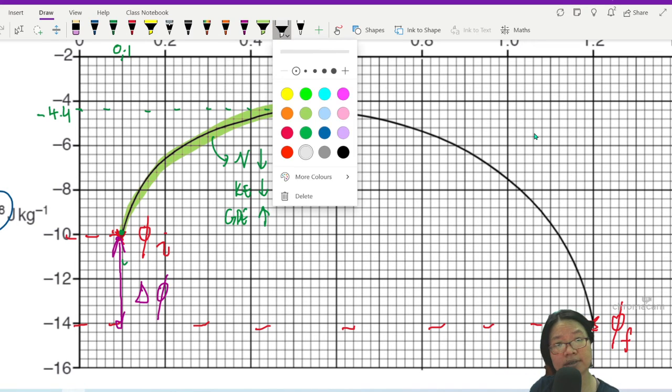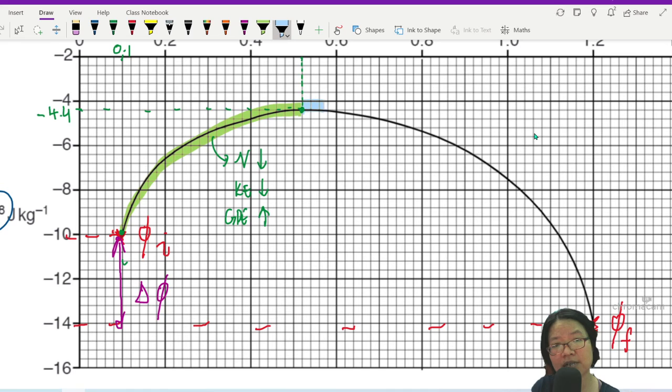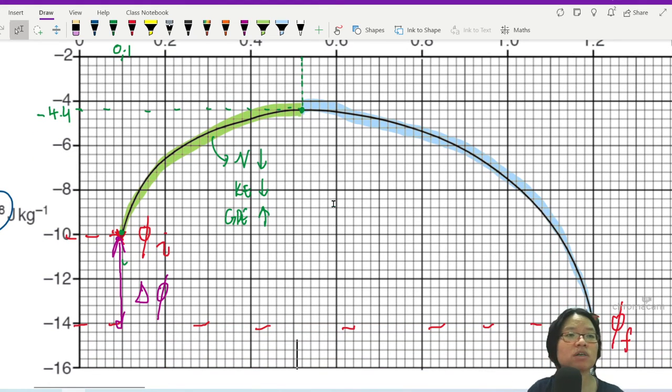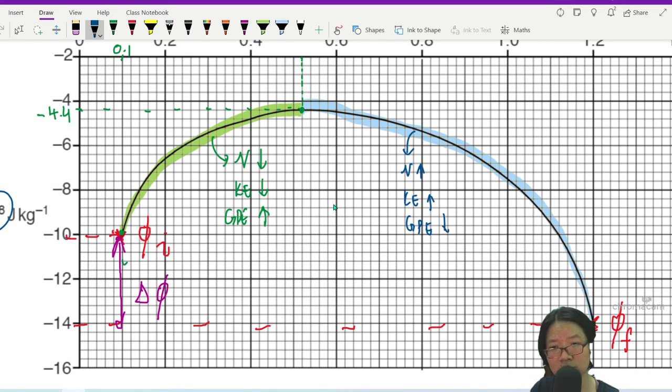After that, guess who will pop in to help me? Star B will say, okay, as long as you can bring yourself to this position at the turning point, after this, I will take over. I will attract, you don't have to do anything, you just chill and relax. So from here to here, velocity will increase and KE will increase. How do I know KE increases? Because the GPE decreases. It went from negative 4.4 to negative 14. Big decrease. Of course, the net change is still a decrease.